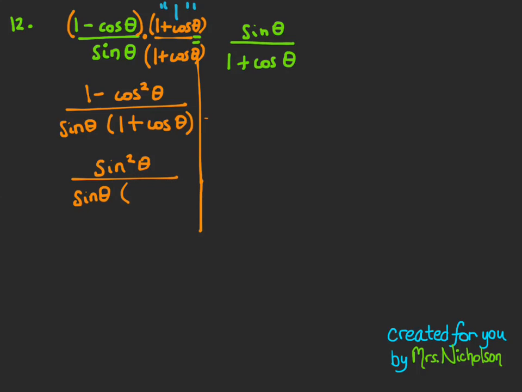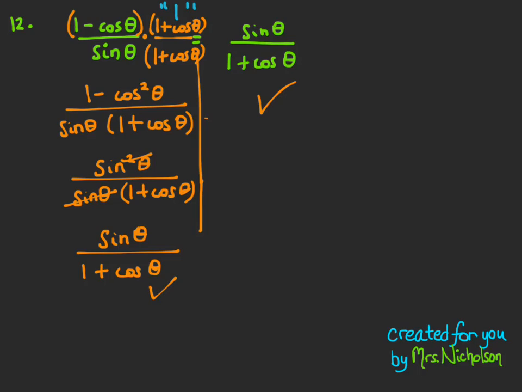And my denominator is still sine theta times 1 plus cosine theta. Well, now I have sine squared in the numerator and sine in the denominator, so I can cancel one of those out. I'm going to cancel the sine out and just the squared, and I'm left with sine theta on top and 1 plus cosine theta on the bottom, which I do believe matches the other side.